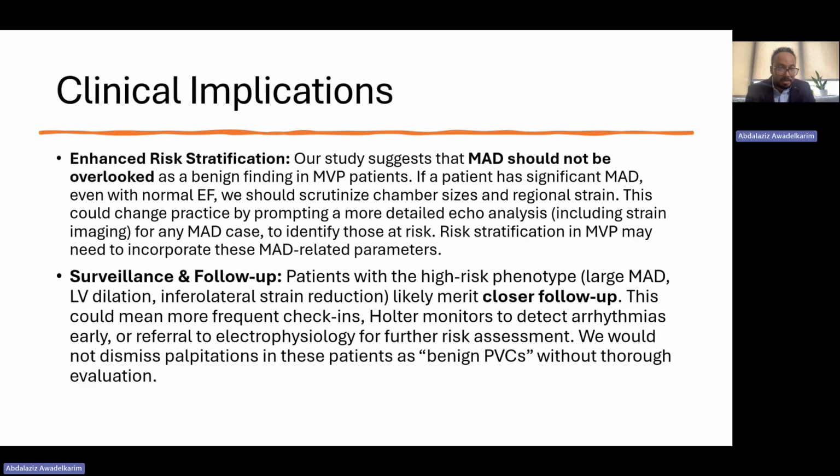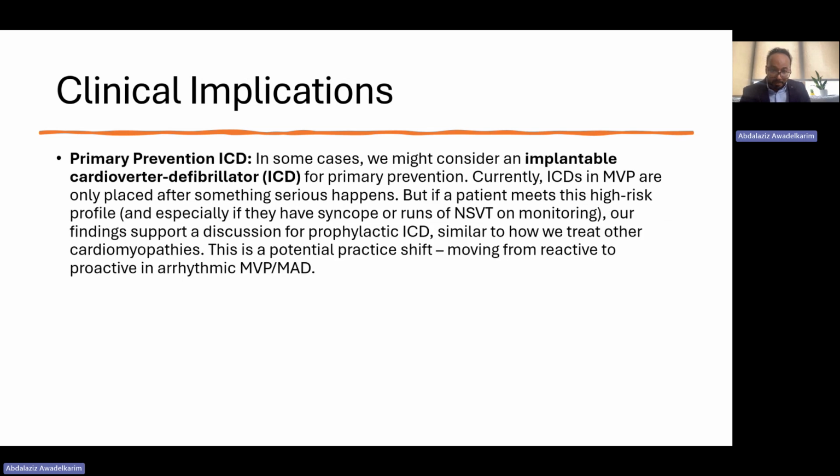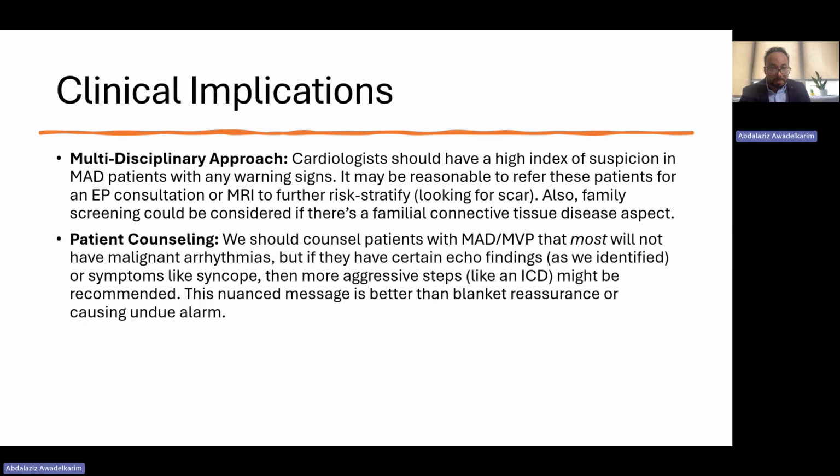And this slide goes over the implications of the findings we have, which is on surveillance: if you find PVCs originating from that area, consider doing more aggressive monitoring, or even consider doing an ICD in those patients. And then enhancing risk stratification, as I mentioned, and the role of primary prevention in those patients. And this finding also can help with patient counseling.